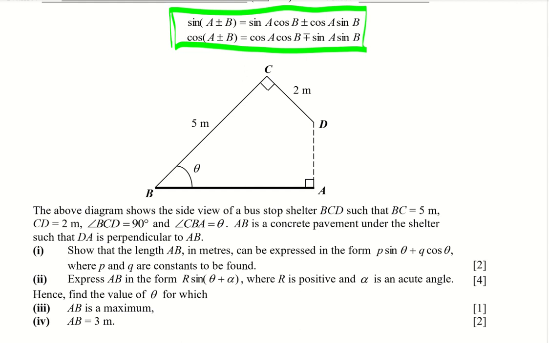So take note. In this case, in part 1, you are told to show that the length of AB can be expressed in the form of P sine theta plus Q cosine theta. I do not know the value of P and Q. However, during exam, even if you do not know the value, just anyhow hum any numbers and solve accordingly for part 2, 3, and 4 to get your ECF. Alright, but in this case, I'm going to show you how to do proving.